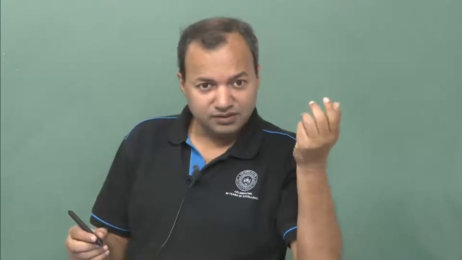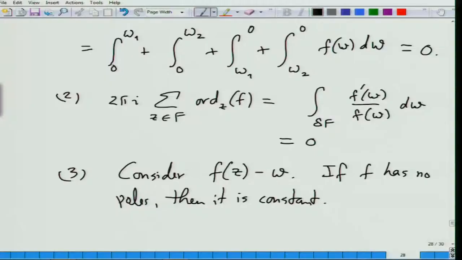In fact, the sum of the orders of poles is minus L. So the sum of orders of zeros must be L, which is another way of saying that the number of zeros of this function inside the fundamental parallelepiped is L, counting multiplicity.